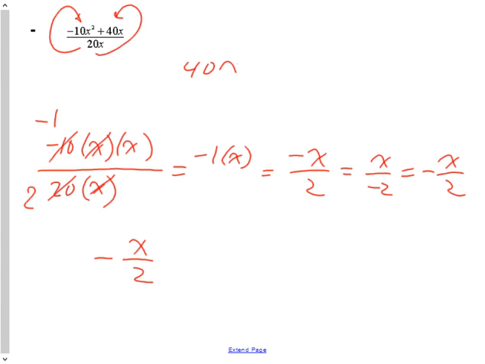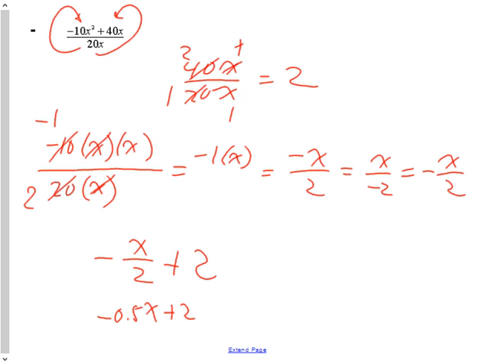The second part to that would be 40x divided by 20x. 40 over 20 is 2 over 1. X over x is 1 over 1. 2 times 1 is 2. 1 times 1 is 1. So your answer is simply 2, or a positive 2. So your solution to this one is a negative half of x plus 2. You could also write it in other equivalent ways. All three are the same thing.